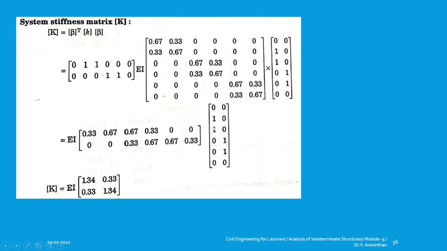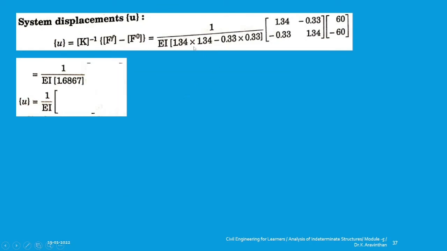Now you have to find the determinant. How to find determinant? 1.34 into 1.34 minus 0.33 into 0.33. This is your determinant here. So 1 by the determinant into the matrix inverse. Now you can find the system displacement by dividing.